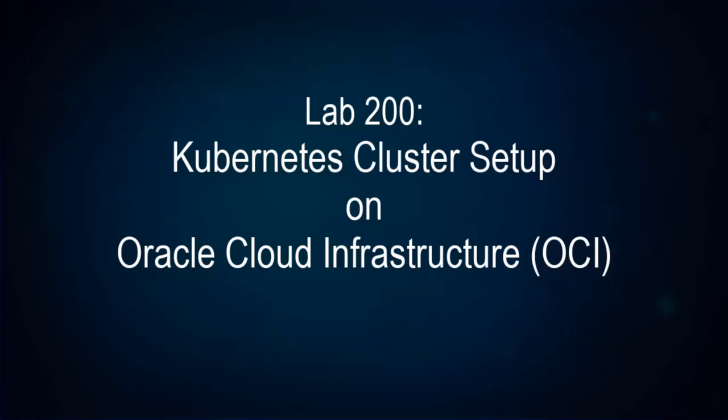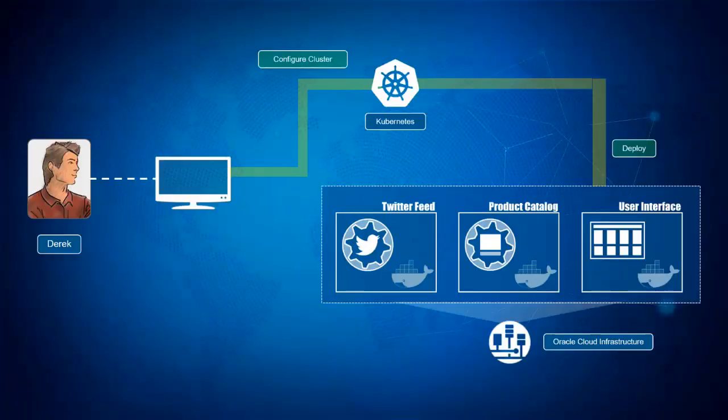Welcome to Lab 200 of the Container Native Development with OKE. In the first part of this lab, as the DevOps engineer persona, you will provision a Kubernetes cluster and all the infrastructure required using the Oracle Cloud Infrastructure Console. In OCI, you will provision a virtual cloud network, compute instance, load balancers, and Kubernetes Master and Worker instances. You will also install and configure the OCI CLI, and finally, install and configure kubectl.